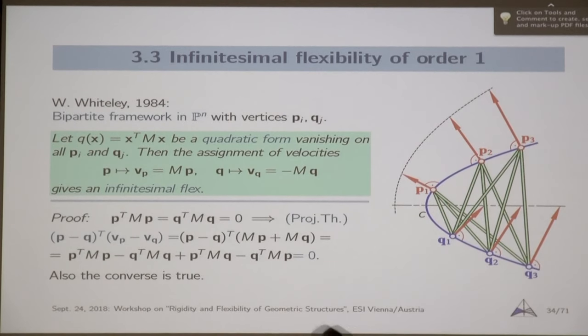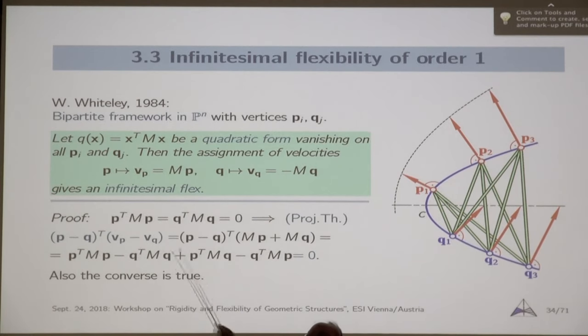There's a nice result of Walter Whiteley, and most amazing is that the proof is just two lines, saying if we have a bipartite framework, and the knots are located on a conic, then this is always infinitesimally flexible. Points of one family have these velocity vectors. M is the symmetric matrix, so actually this is a vector orthogonal to the polar plane or to the tangent hyperplane. One goes outside and the other goes inside. The points P and Q are located on the quadric, so they satisfy this quadratic form.